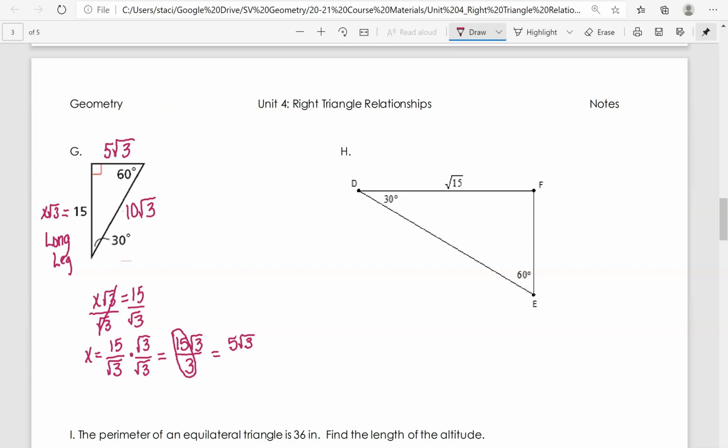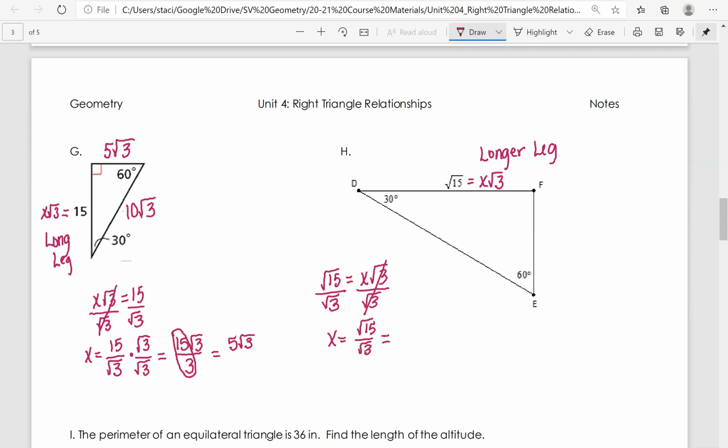Now, in letter H, once again, I gave you the longer leg, okay? And we know that the longer leg is equal to x times the square root of 3. And it looks very similar to letter G, except that the longer leg is actually radical, or square root 15, versus just a plain old 15. So if I solve this equation, just like in this previous example, I have to divide by the square root of 3. And I get x equals square root 15 divided by square root of 3.